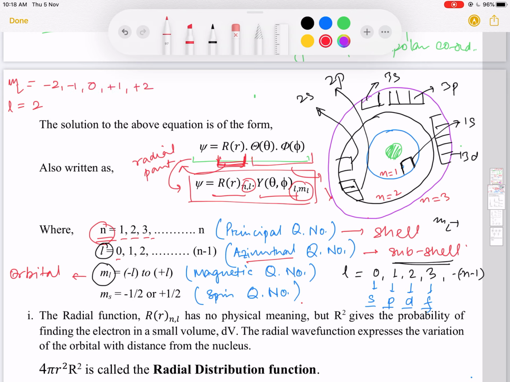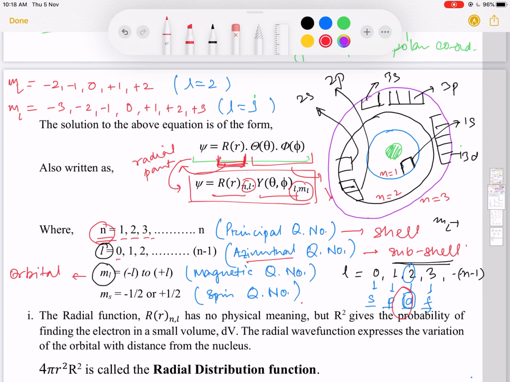and plus 2. Say if the L value is 3, then ml will be minus 3, minus 2, minus 1, 0, plus 1, plus 2, plus 3. Now this is for L equals 2, and this is for L equals 3. Now L equals 2 means d orbital. So let us discuss this one.